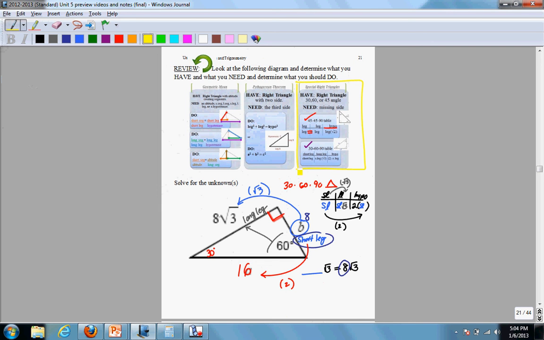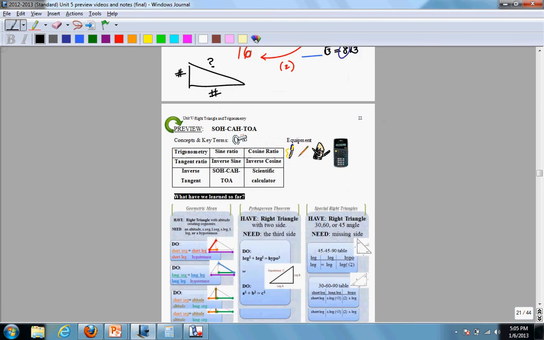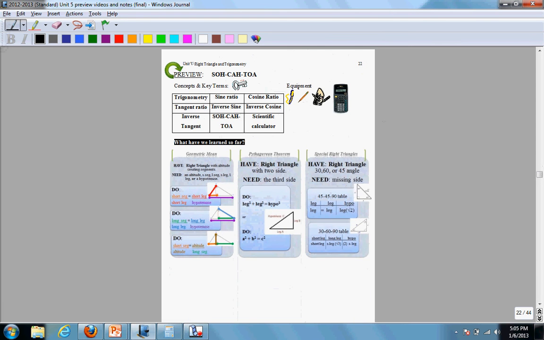Okay, so you've learned so far what to do if you have two sides of a triangle. If you have two sides and you need to get the third side, we use the Pythagorean theorem. Or if we have one side and either a 45, 45, 90 or a 30, 60, 90. But you ask yourself, what if it's not 45? What if it's 47 degrees? What happens then? That's what we're going to be learning today. So far in right triangles, we've talked about geometric means, Pythagorean theorem, and special right triangles. Make sure you've memorized everything from those three sections.